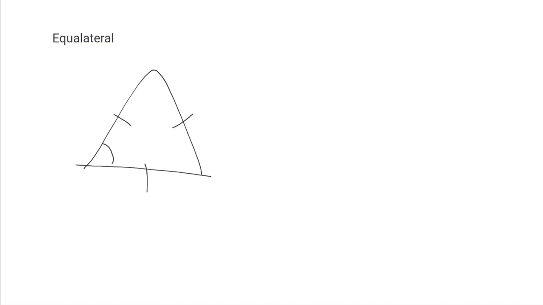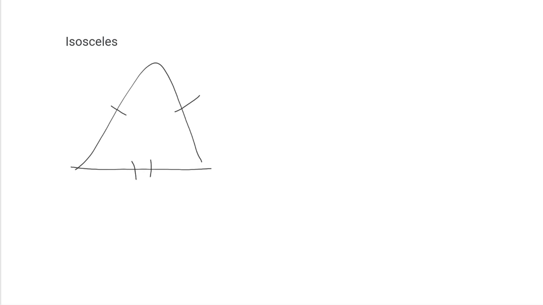The next one is called an equilateral. What equilateral means is all 3 sides are the same size and all 3 angles are the exact same. So every part of it is equal. And then the last one that we are going to cover for triangles is called isosceles. So isosceles means 2 sides are the same and 1 side is different.